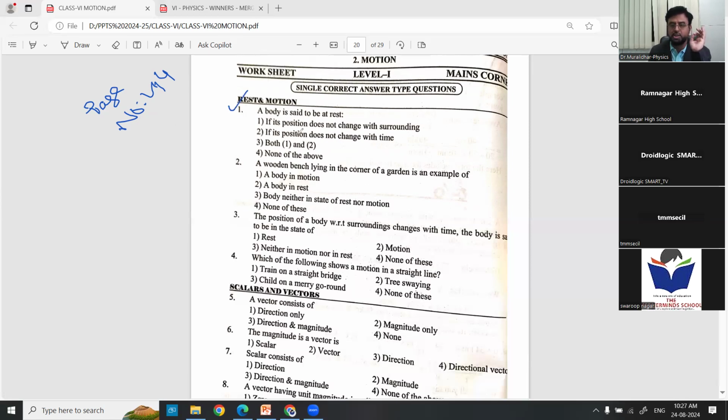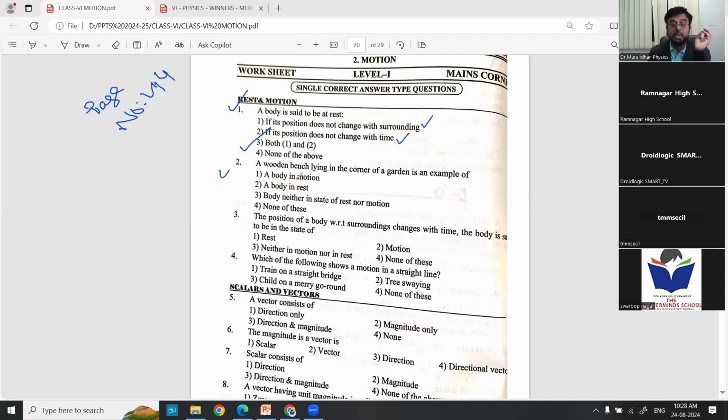First question is based on rest and motion. A body is said to be at rest if the body's position does not change with surroundings, if its position does not change with time, both 1 and 2, or none of the above. This is also a correct answer, because change along with the surroundings also comes under rest, and no change with time is also rest. So the answer is both 1 and 2, that is third. A body is said to be at rest if the body does not change with surroundings or with time.